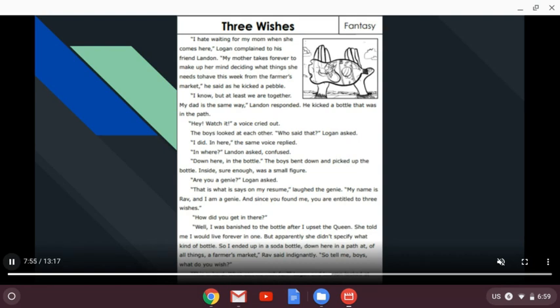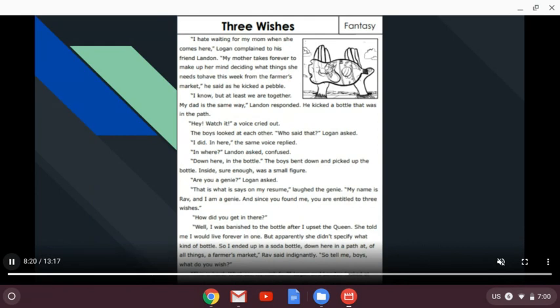"Well, I was banished to the bottle after I upset the queen. She told me that I would live forever in one. But apparently, she didn't specify what kind of bottle, so I ended up in a soda bottle, down here in a path, out of all things a farmer's market," Rav said indignantly. "So, tell me, boys, what do you wish for?"